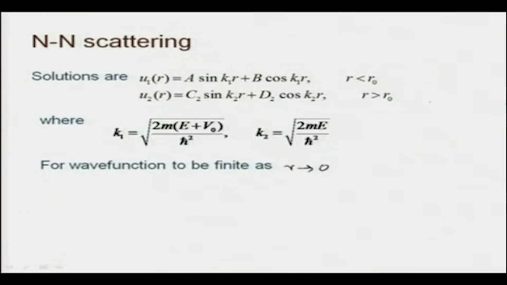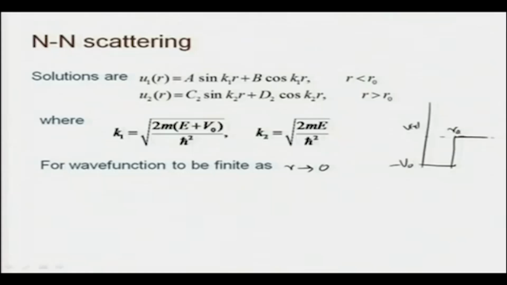Okay. So, let me draw the potential again. We have the potential starting from 0, some non-zero potential minus V 0, and it is equal to 0 from r equal to r 0 onwards. And for the region 1 where u 1 is the solution, we have to include the point r equal to 0 as well. So, as r tends to 0, if we want the solution to be a finite solution, we need to keep b equal to 0. Why?